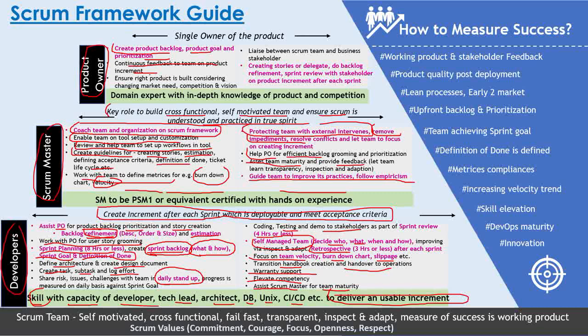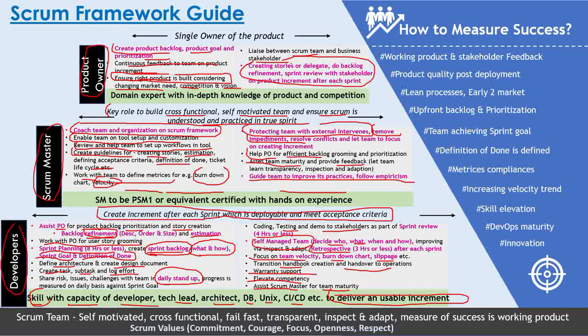Another prime responsibility of the product owner is that we are building the right product. When you say right product, it means the product owner understands the changing market need, he understands the competition, he understands the product vision, and at the end he has to ensure the right product is built. This is very important. He also works as a liaison between the Scrum team and the business stakeholders, because he is the interface for business stakeholders. I think I discussed this point before also.